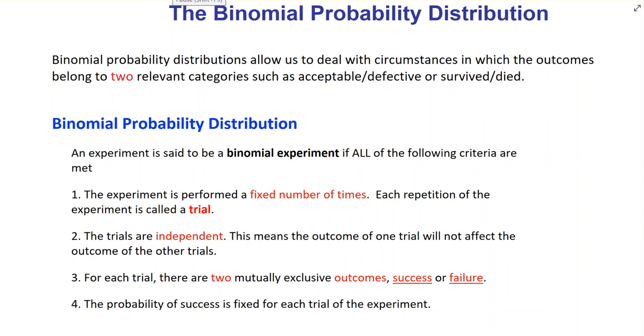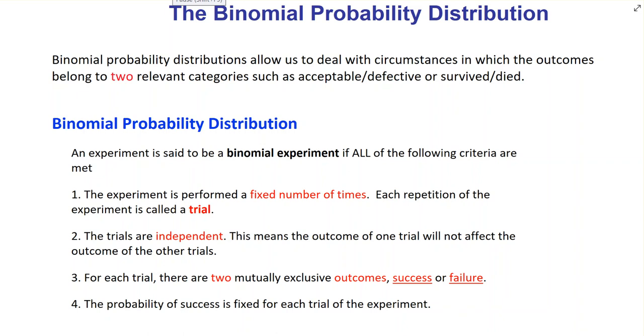In this section, we're going to talk about what's called the binomial probability distribution. Now, unlike the previous section in this chapter where we discussed expected value and we had outcomes and their associated probabilities, in this particular case, we're talking about only two possible outcomes. So things like acceptable versus defective, survive or died, success or failure.